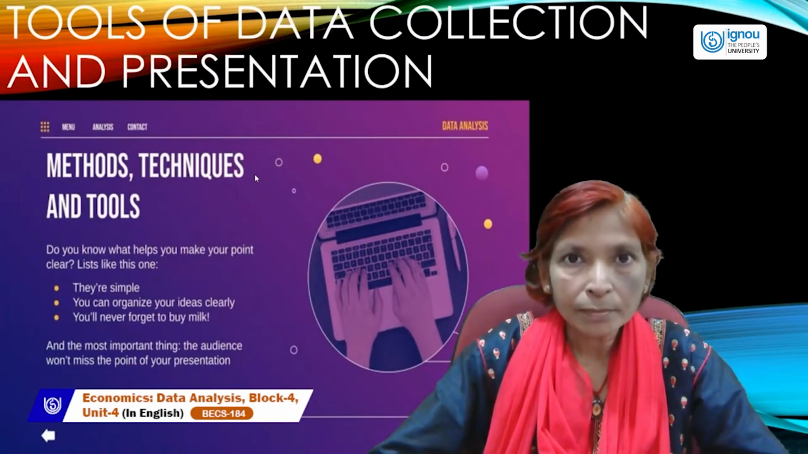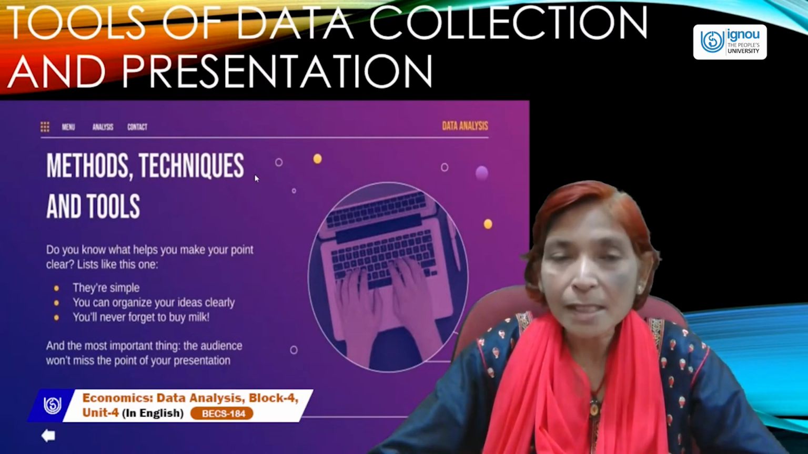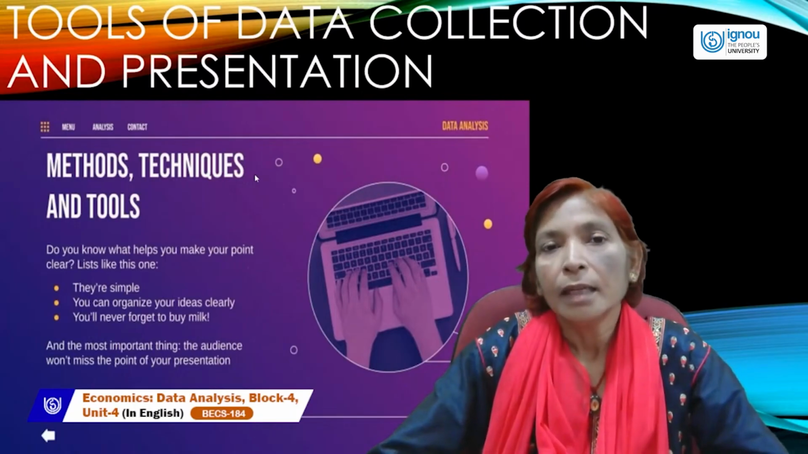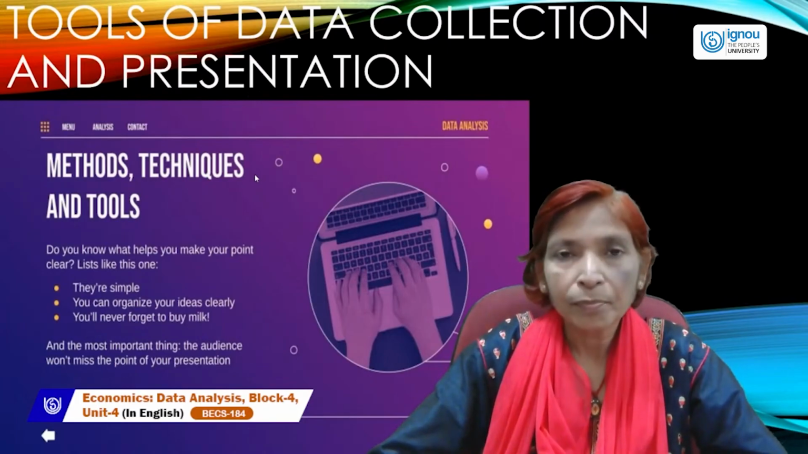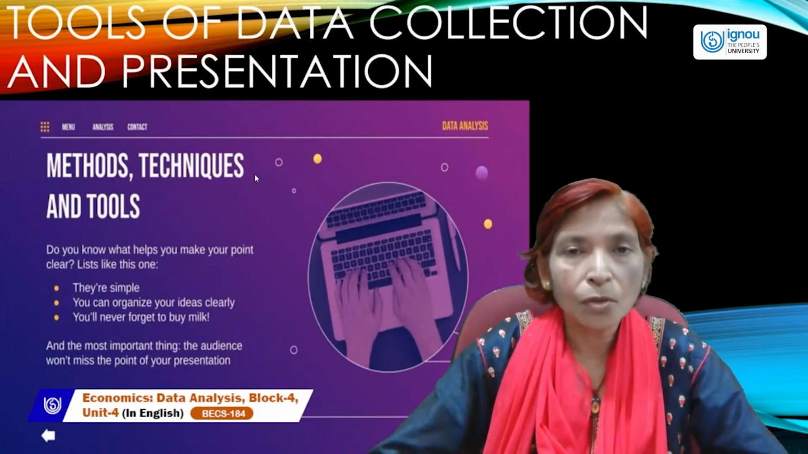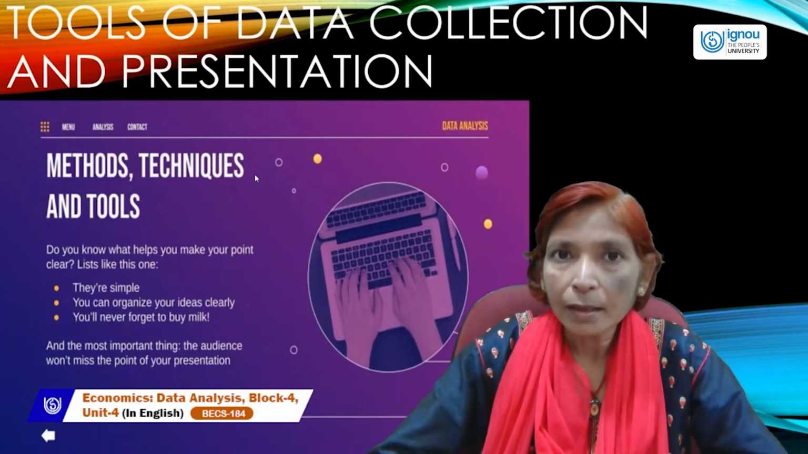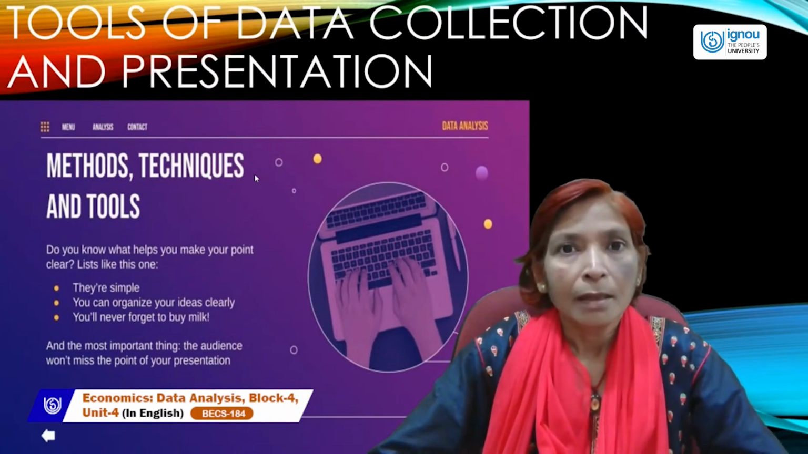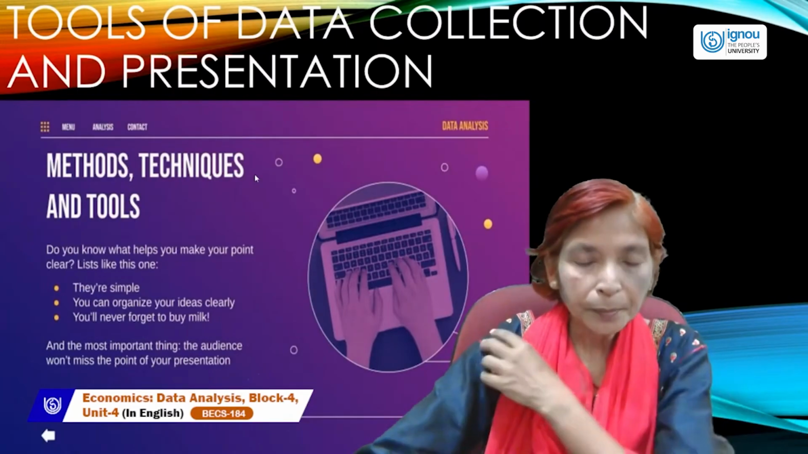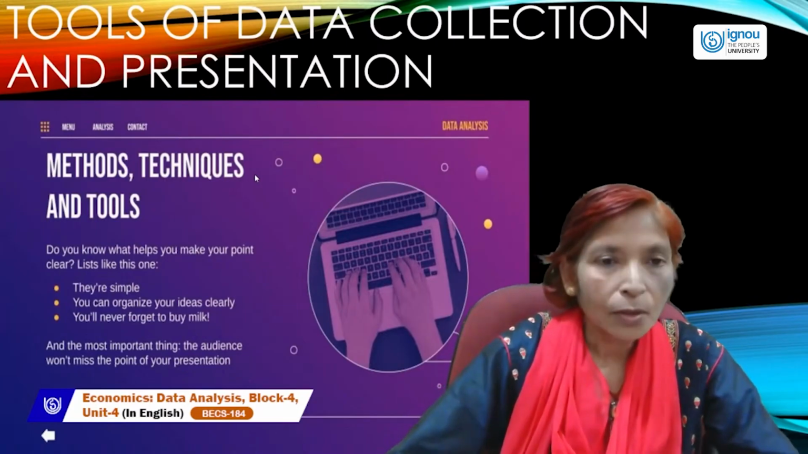Primary data is more original and more reliable, but it takes too much time. It is a very expensive method, and secondary data is less expensive. It means less costly and it takes less time because it is already collected by other persons. You are using that data for your purpose or motive. So secondary data is less expensive and less time taking, but it is not as original or reliable as compared to primary data. So data collection and presentation, we will study in today's session.